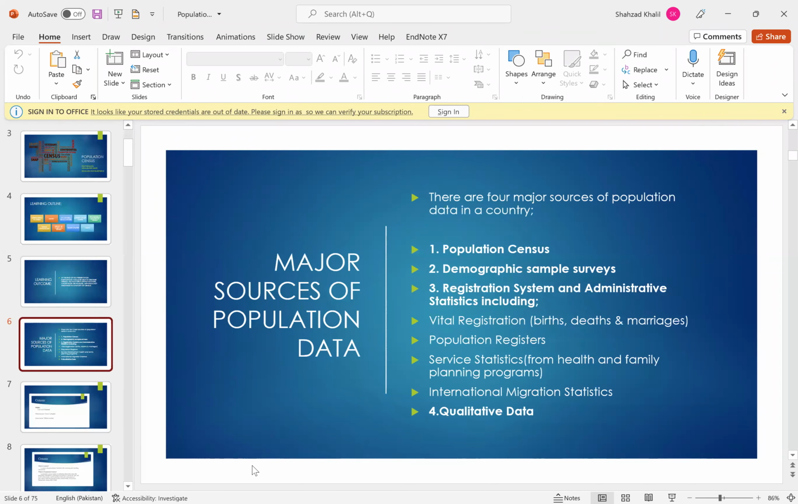Major sources of population data. There are 4 major sources of population data in a country. Number 1, population census. Number 2, demographic sample surveys. Number 3, registration systems and administrative statistics, including voter registration, which include births, deaths, and marriages, population registers, survey statistics from health and family planning programs, international migration statistics, and last, qualitative data.